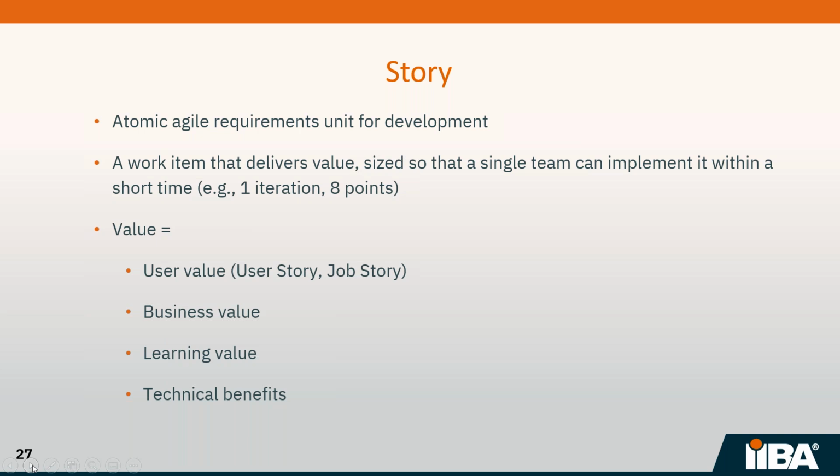And technical benefits, we might actually be doing some architectural improvements, for example, that are going to improve things later on, maybe increase the maintainability or the reliability of the system, but the user can't do something that they couldn't do before because of it. All of these things are of value, and if the story delivers it, it's a story. Next slide.